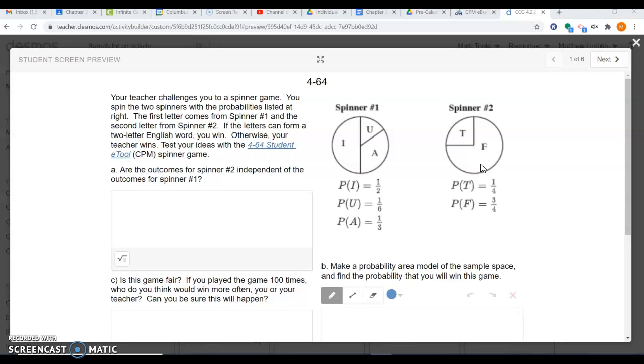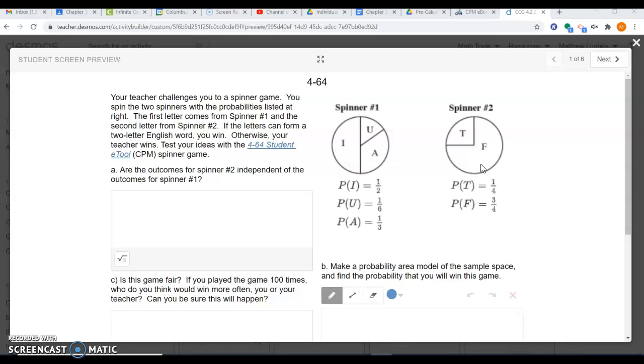All right, we had a little bit of a spinner investigation on Monday and Tuesday at the end of our lesson, and we see a spinner problem here now. What's happening here is the first letter that comes up on spinner 1 and the second letter that will come up on spinner 2. If the letters form a 2-letter English word, you would win. If they do not form an English word, then I, the teacher, would win.